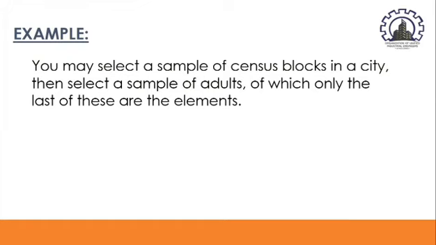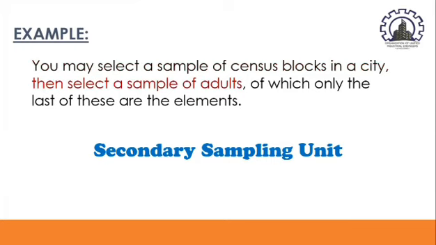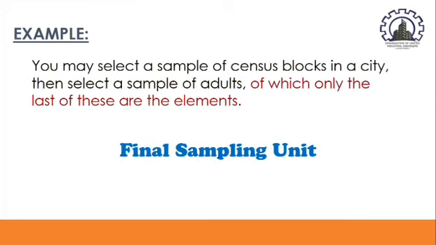The first sampling unit is called primary sampling unit, which refers to the census blocks. And the second unit is called the secondary sampling unit, which refers to the household. And the third unit is called the final sampling unit, which are the adults, okay?